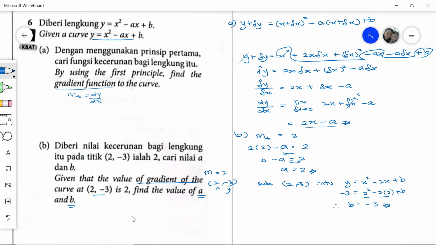So we found the answers for A and B. That's it for question number 6.